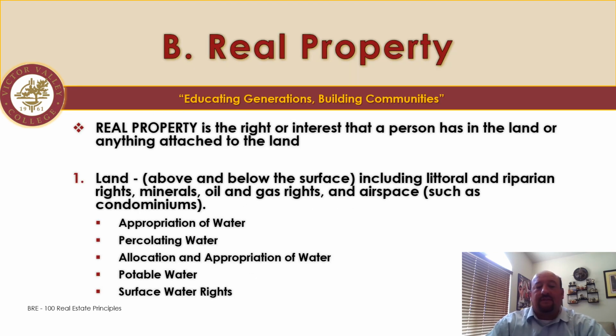Okay, so there are two types of property, real and personal. Real is land and anything attached to land. Personal is anything that's not real. Here are some definitions of land. I would recommend you read the book, and if you don't understand any of these definitions, let me know.